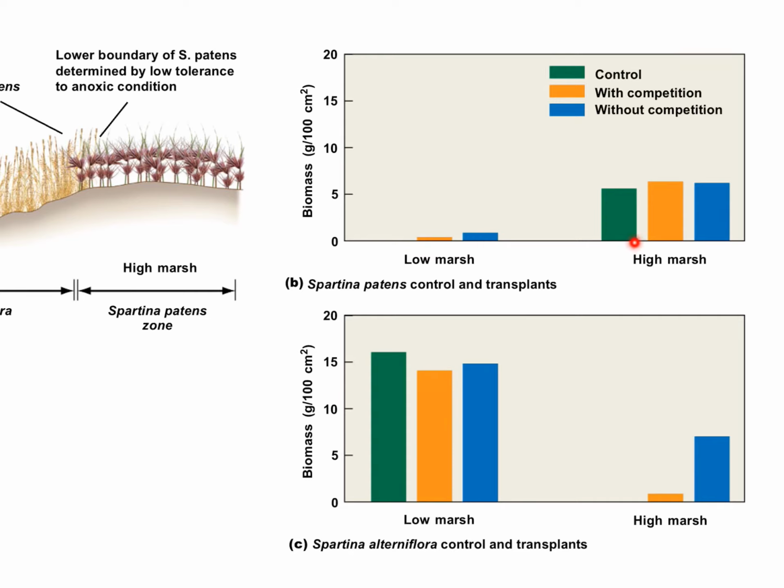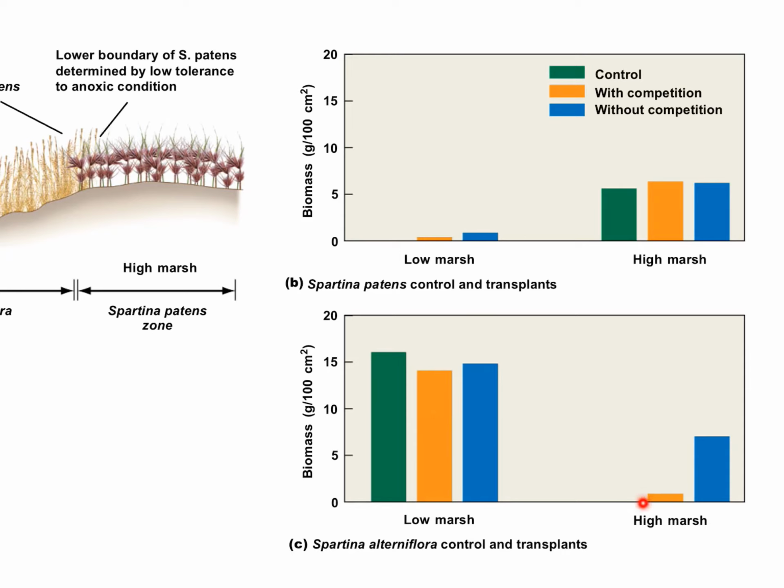In the high marsh, where it's normally found, it does well in the control. It does well with competition between it and Spartina alterniflora, and it does well without competition. So it's the best competitor in its native habitat. Now down here we have the same thing shown for Spartina alterniflora control and transplants. So in the low marsh, it does well because that's where it's adapted to. It does well in a control, it does well with competition and without. So with competition with S. patens and without.